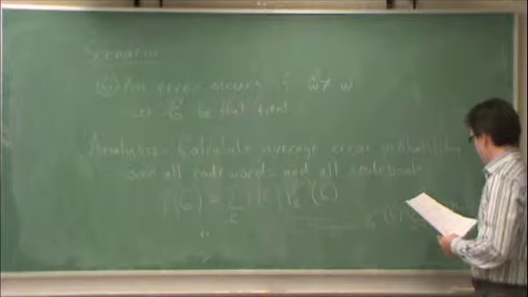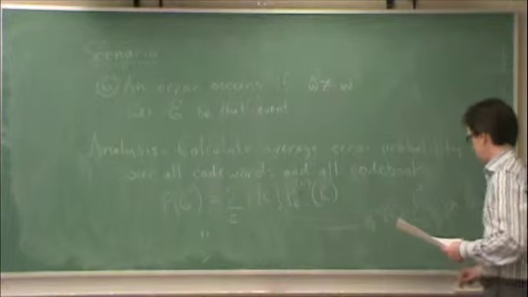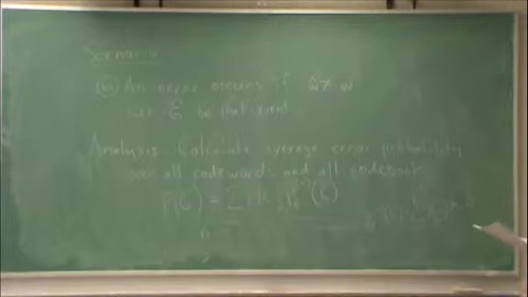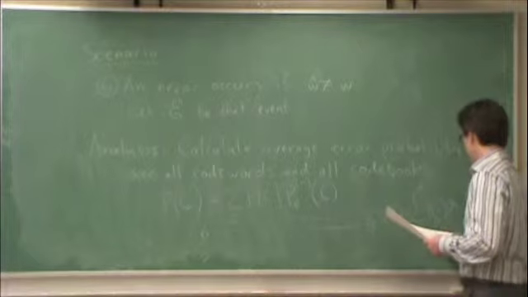The probability of the message is uniform at random over all of the possible messages, so what is that? How many messages are there? 2 to the nR. So 1 over that, right? 2 to the minus nR.